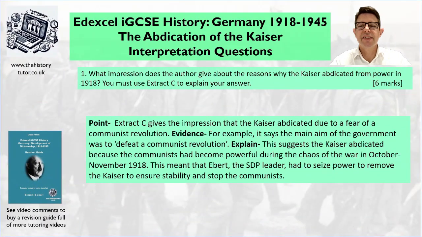Okay, so I've said this suggests the Kaiser abdicated due to the communists had become powerful during the chaos of the war during October, November 1918. This meant that Ebert, the SDP leader, had to seize power to remove the Kaiser to ensure stability and stop the communists. Okay, so you could mention about them setting up Soviets as well and how they were a threat if you wish to give a teeny bit more detail.